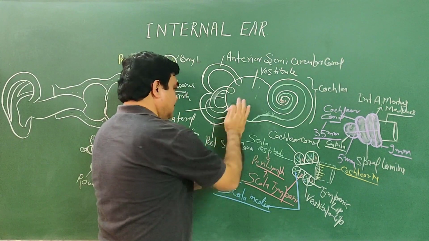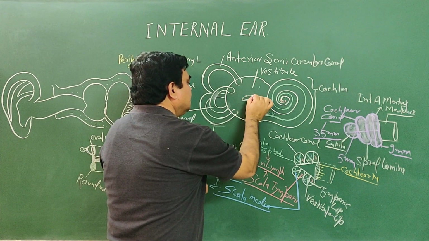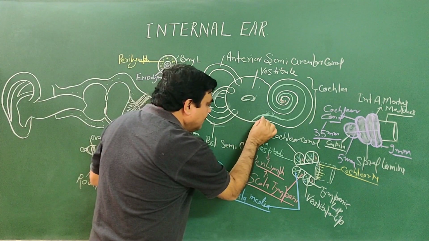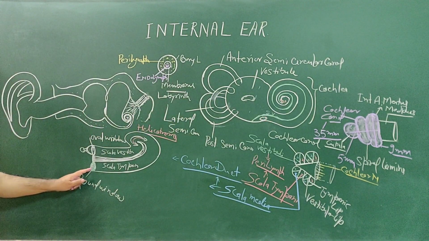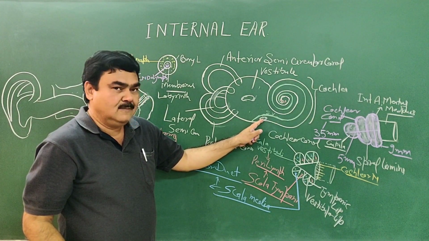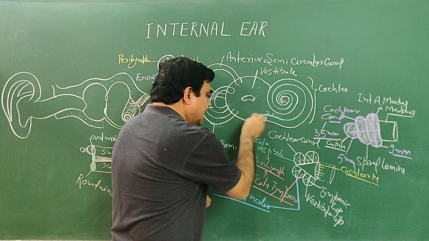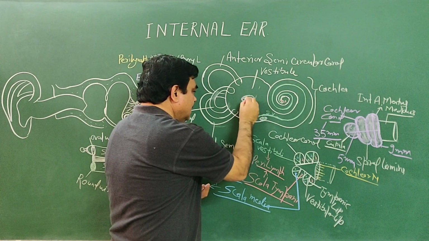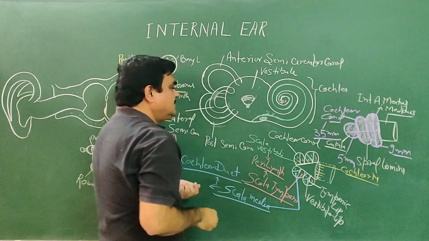If the bony part is intact, this is the opening, this is the oval window. And here is the round window. This round window communicates with the scala tympani. And here the secondary tympanic membrane is attached, and here the stapes is attached.